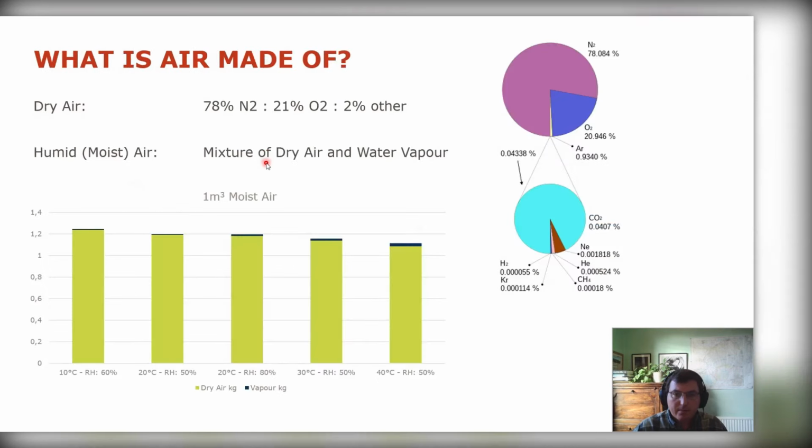Okay. So first of all, what is air made of? We have a ventilation system. By its nature, it's moving air around, it's heating the air up, it's cooling it down. But what is actually air made of? Well, dry air itself is made of a few gases, nitrogen mostly, some oxygen, about 20%, and about 2% others. And here's a split down further if you're interested. There's CO2, there's nitrogen, and so on.